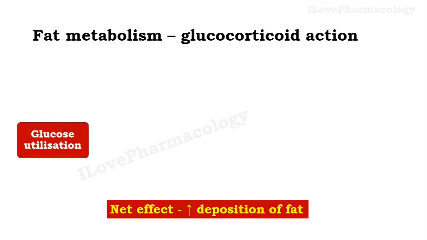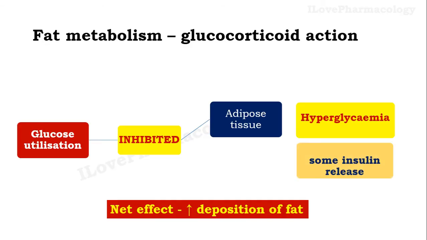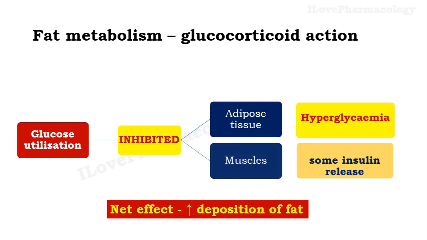Next, coming to glucose utilization. Glucose utilization is inhibited in the adipose tissue as well as the muscles, leading to hyperglycemia. Hyperglycemia will lead to an increase in insulin release. So the net effect will be increased deposition of fat.